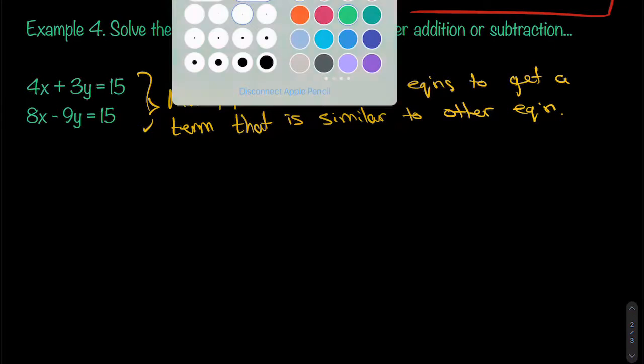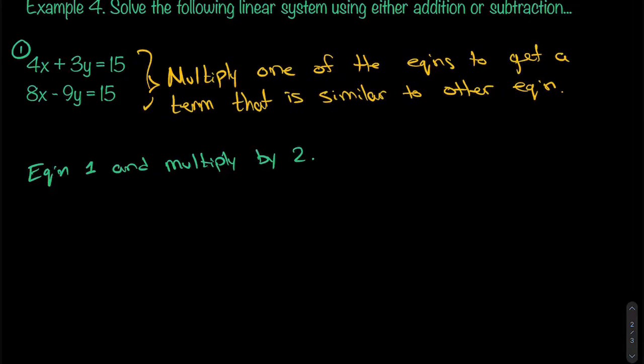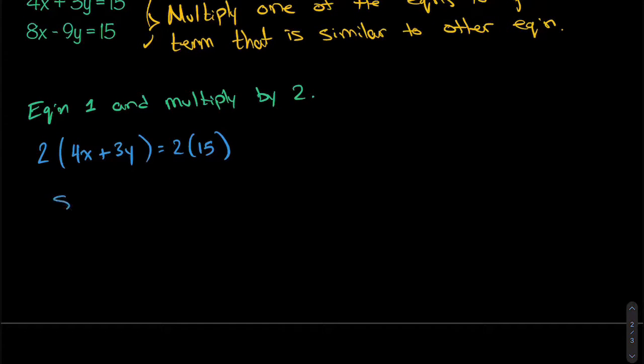So what I'm going to do, I'm going to take equation 1 and multiply by 2. Okay. So what we're going to get is kind of like this. So 2 times 4x plus 3y equals 2 times 15. So just everything multiplied by 2. What do we get if we do that? Well, we get 8x plus 6y equals 30. There's equation 1.